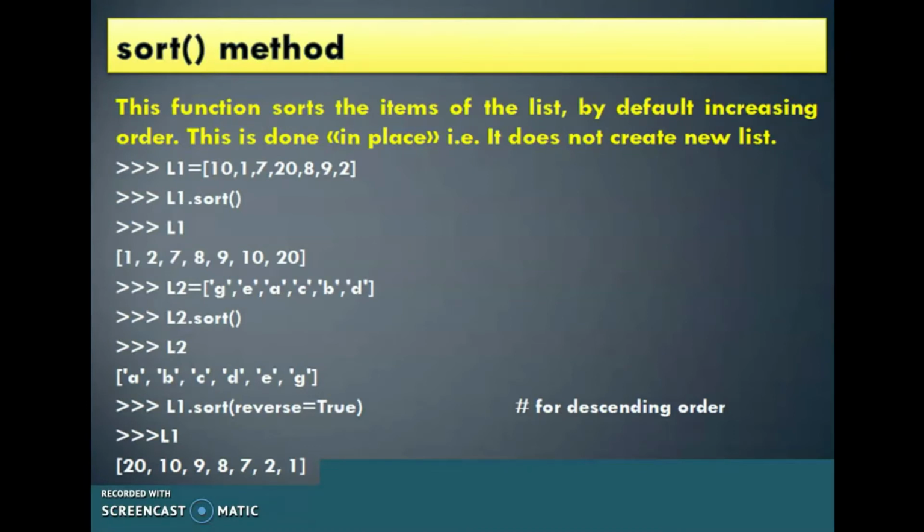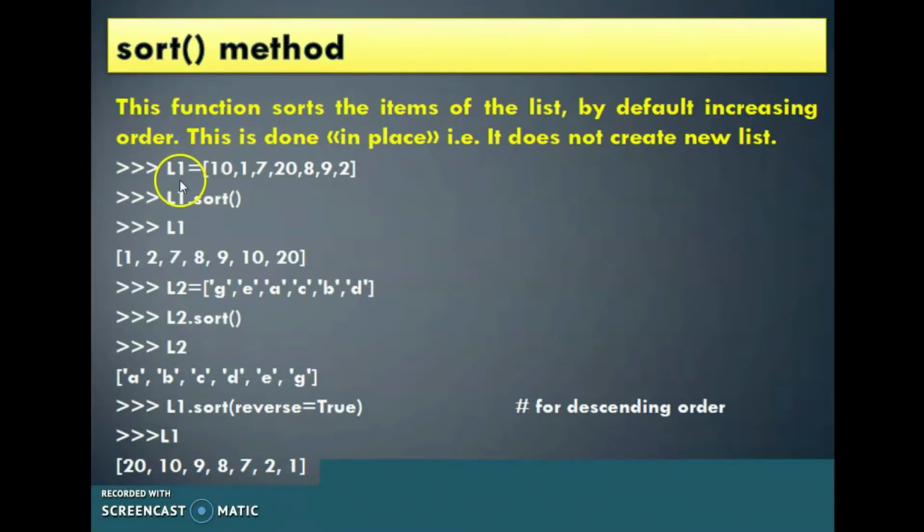This function sorts the items of the list by default in increasing order. This is done in place. That is, it does not create a new list. In the same list itself, it will work. Okay, it does not create any new list.